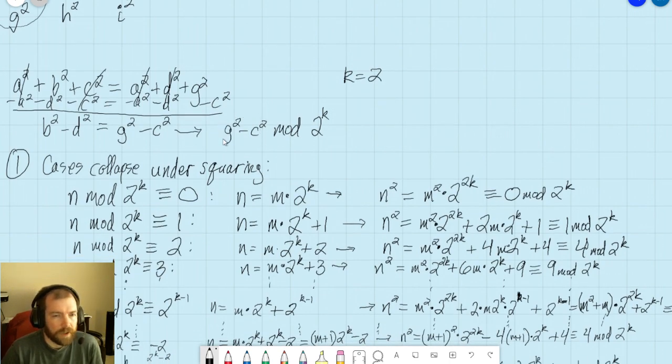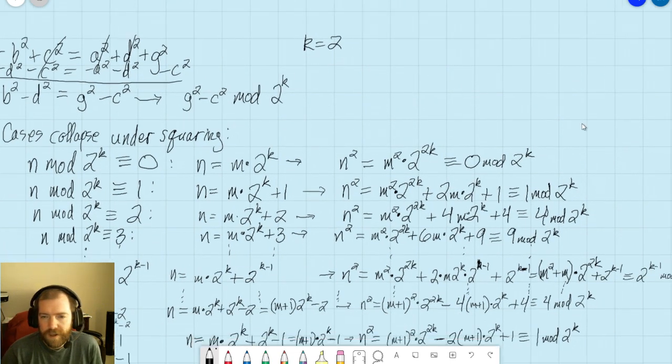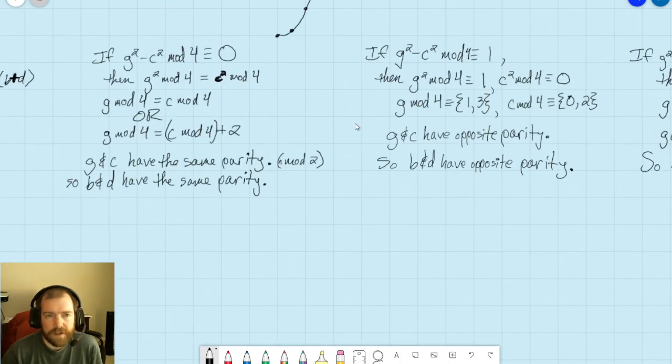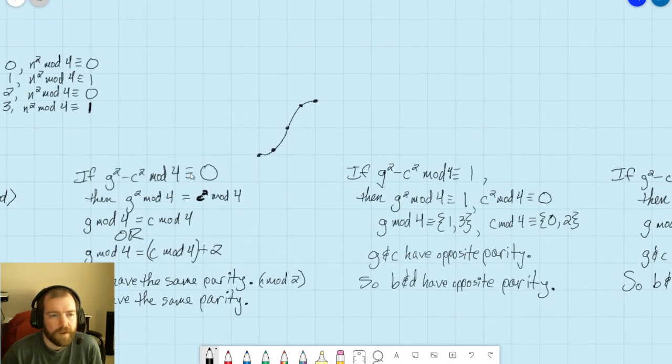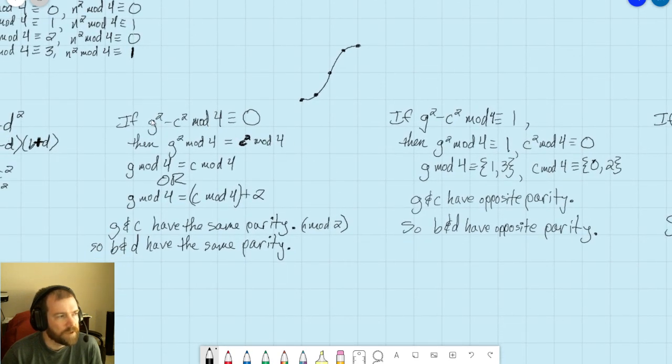So then we want to look at what happens when we do g squared minus c squared mod 2 to the k. So some power of 2. Well, at the bottom here, we said if we get g squared minus c squared mod 4, so k equals 2, for example, equal to 0, then we end up with g squared mod 4.